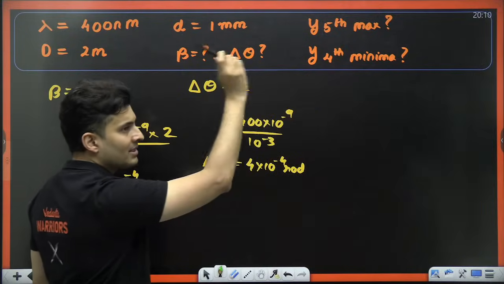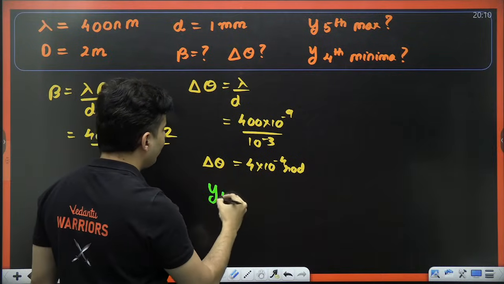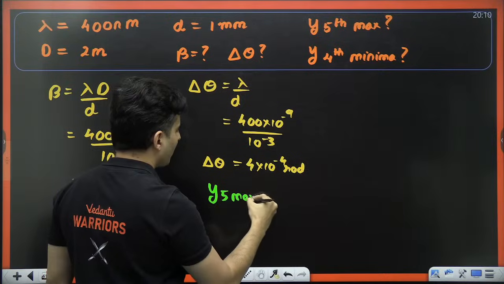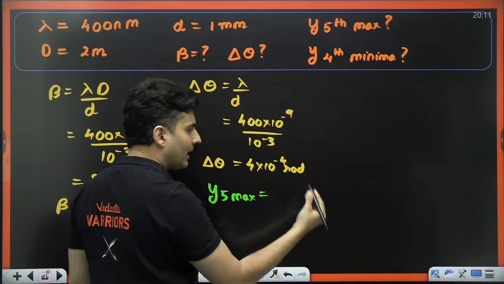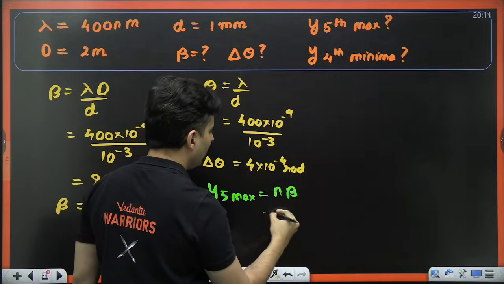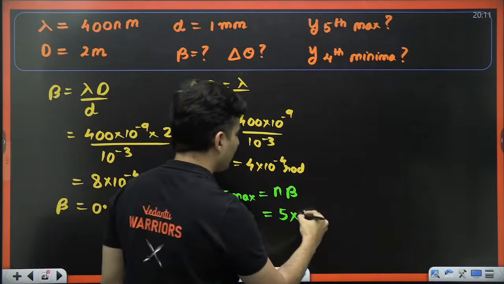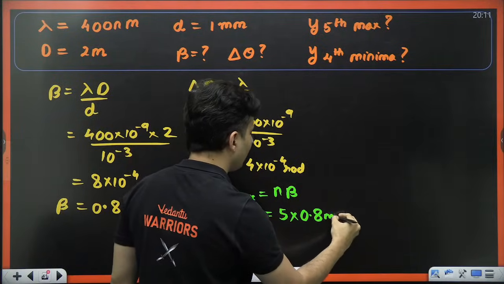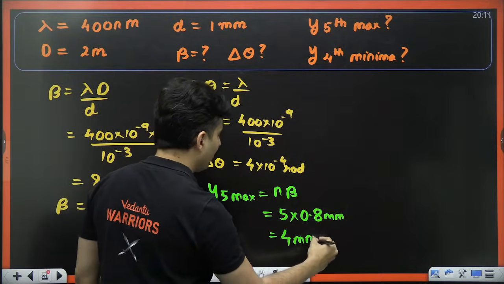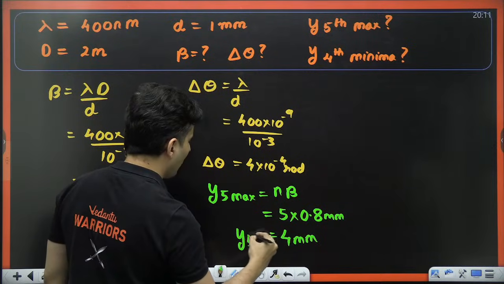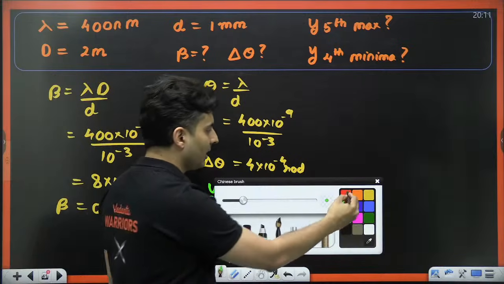So maxima means constructive, that means bright. So the Y of maxima will be n lambda D by d, or n times beta. Use this formula. n is 5. Beta, we just figured out to be 0.8 millimeters. 8 fives are 40, 1 decimal shifts, so it will become 4 millimeters. So that is the location of the fifth maxima.